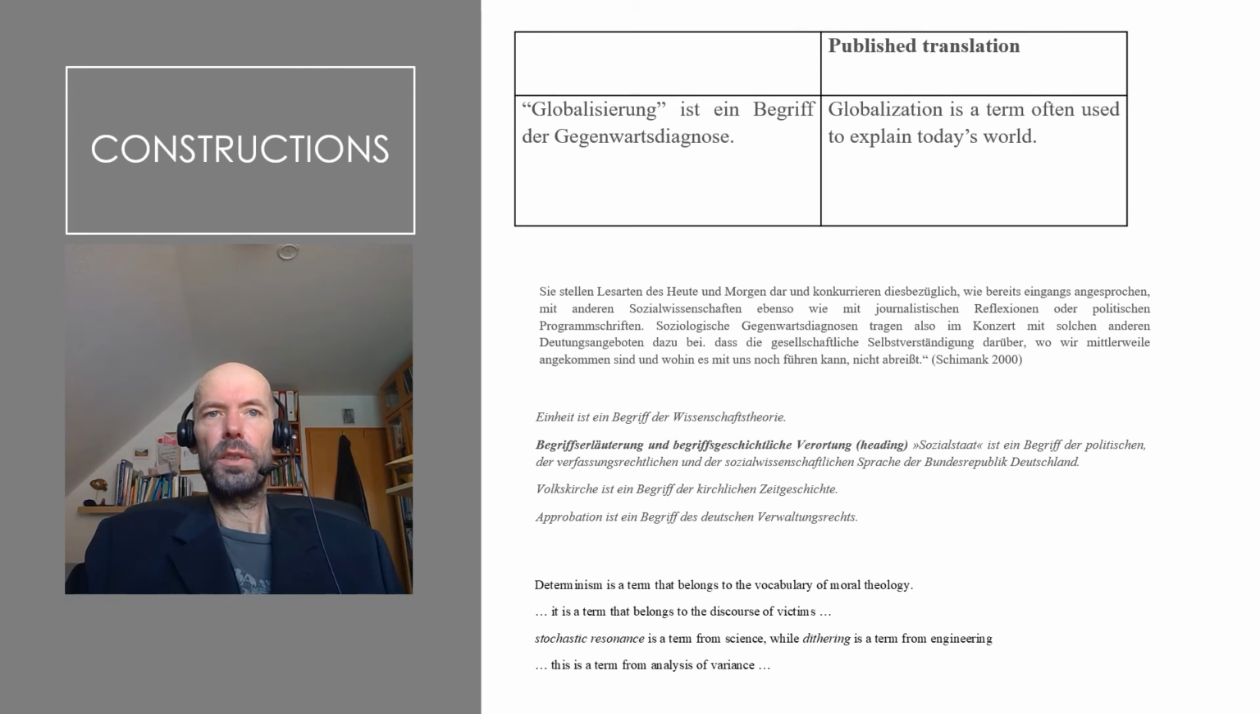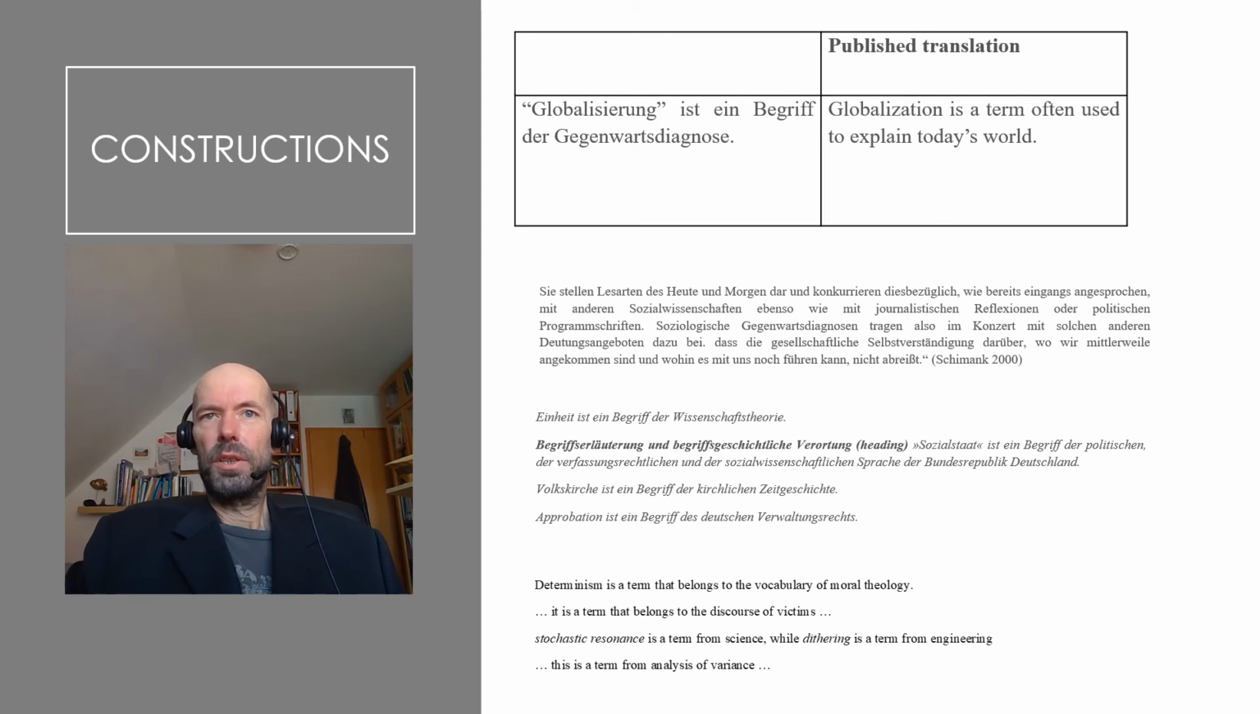Let's look at the following examples. Einheit ist ein Begriff der Wissenschaftstheorie. Begriffserläuterung und begriffsgeschichtliche Verortung, this is a heading. Sozialstaat ist ein Begriff der politischen, der verfassungsrechtlichen und der sozialwissenschaftlichen Sprache der Bundesrepublik Deutschland. Volkskirche ist ein Begriff der kirchlichen Zeitgeschichte. Approbation ist ein Begriff des deutschen Verwaltungsrechts.